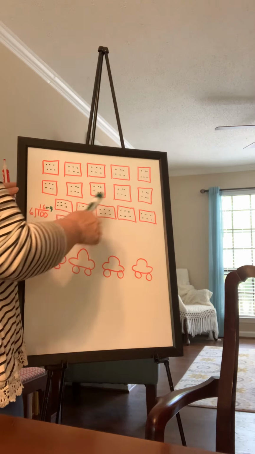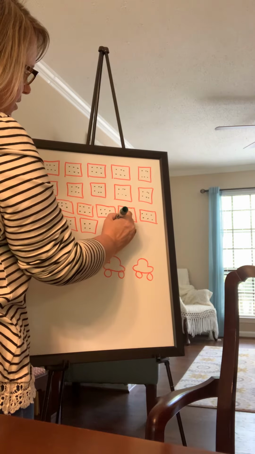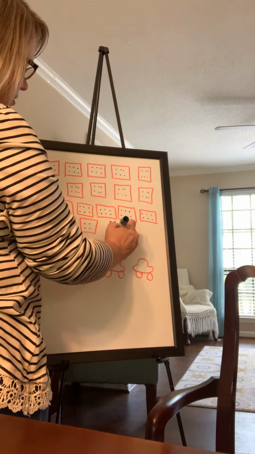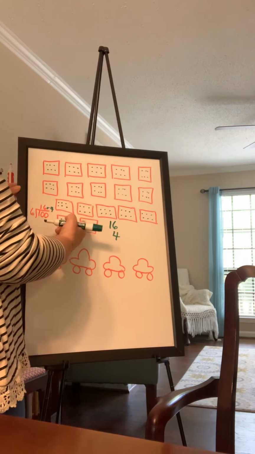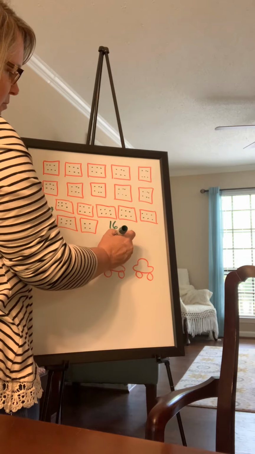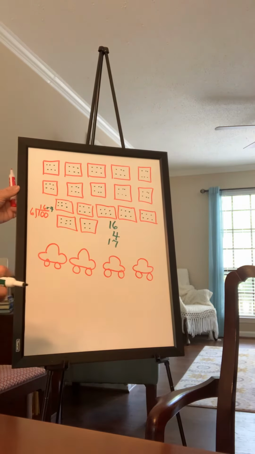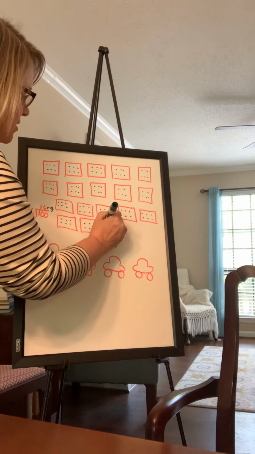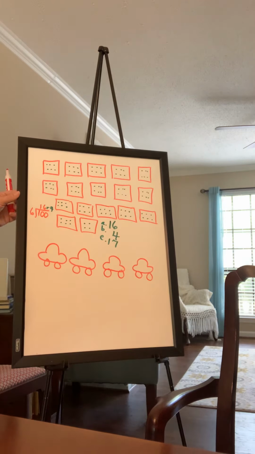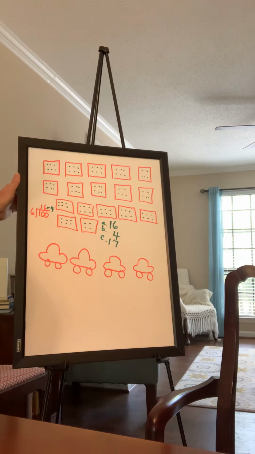So how many boxes were filled? 16. How many bottles left over? 4. How many boxes were needed? You had to add a 17th box to get those last 4, even though it's not full. So this is A, B, and C on the lesson that we just did on lesson 98. And then I also wanted to do the practice problem on the bottom of page 336.